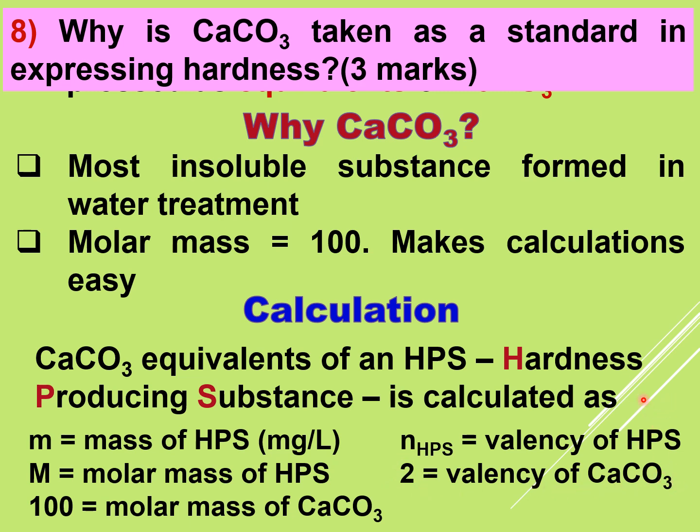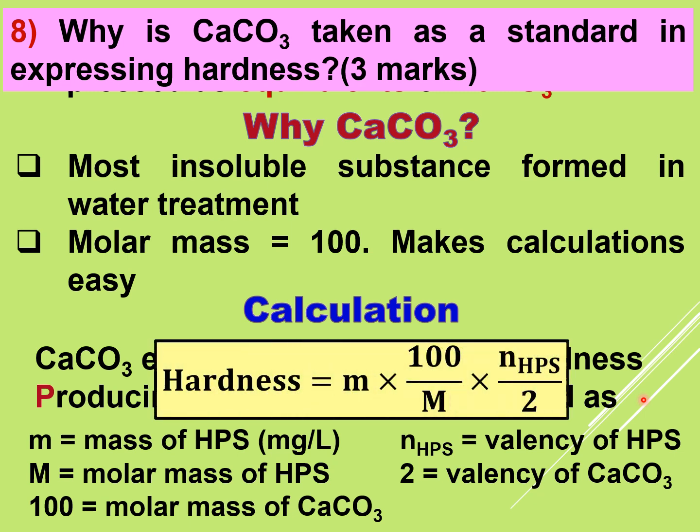So in that case, the hardness of that solution can be calculated using this expression. Hardness is equal to small m into 100 by capital M into NHPS by 2. Once you substitute the value of small m, capital M and NHPS here, we will get the calcium carbonate equivalent of that particular salt. So this is the calculation step.